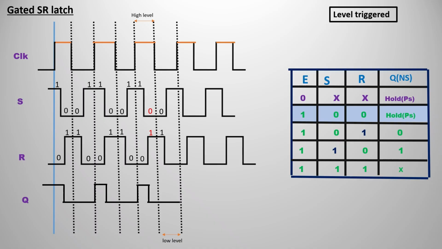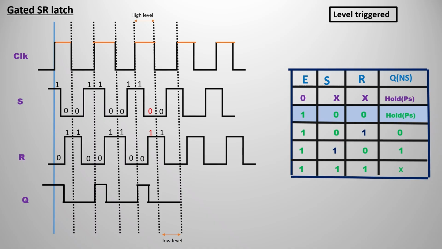If you observe the clock, I have represented a dotted line after every level. The first dotted line is after the high level, then the low level, then the high level, low level. Like that I have represented the dotted lines. In the gated latch we have two inputs called S and R, and according to that I drew the output in the previous video. You can also represent it simply here.